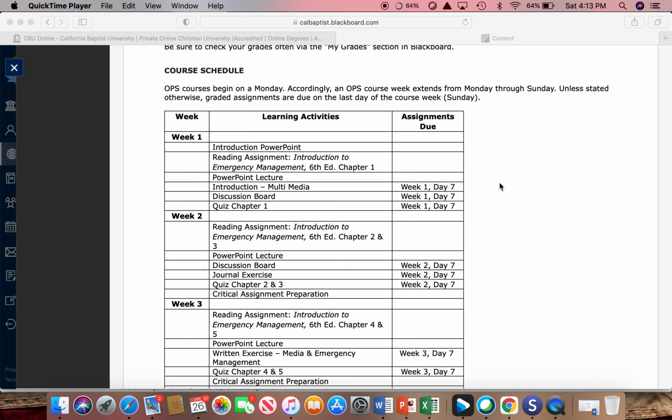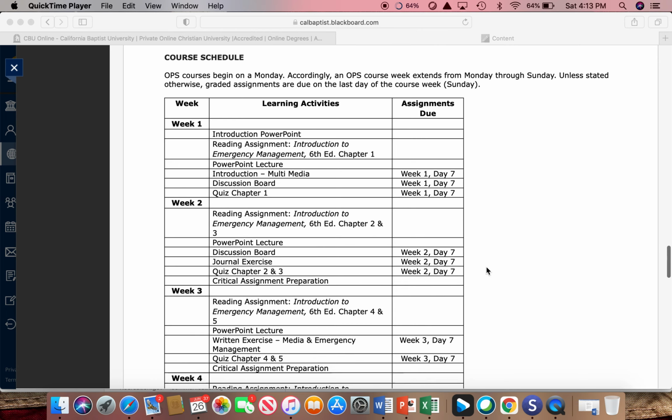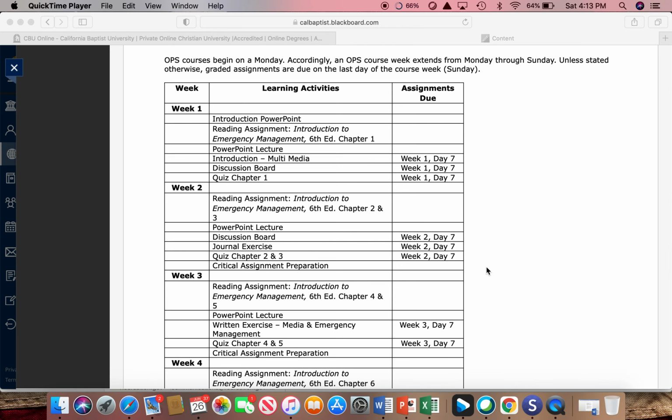So oftentimes you'll hear me say that all of your assignments are due by Sunday at 11:59, and that's because we work on that calendar week. After we get through that week, we will then start the next week, and that week too will go for 7 days, starting on Monday and ending on Sunday at 11:59.